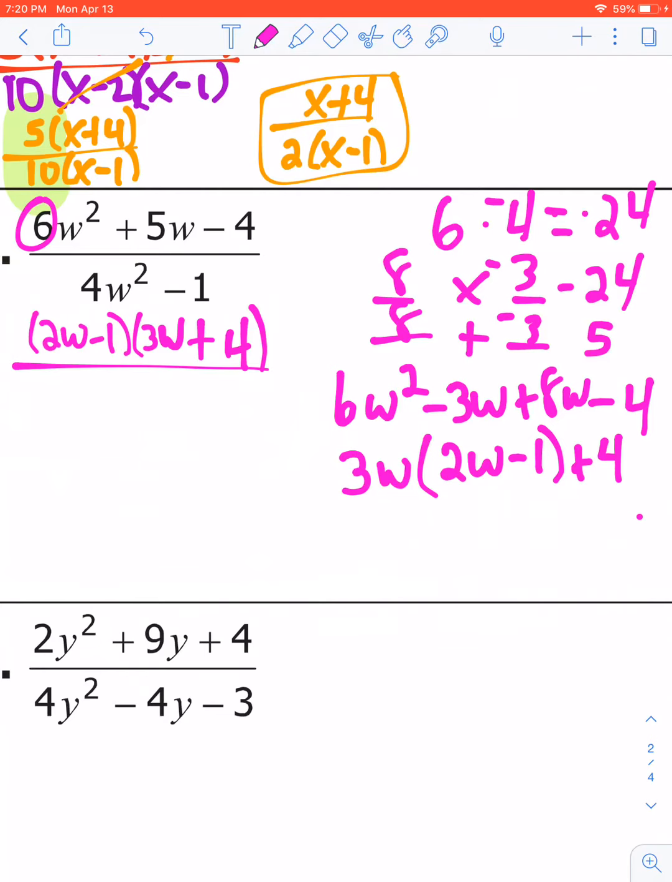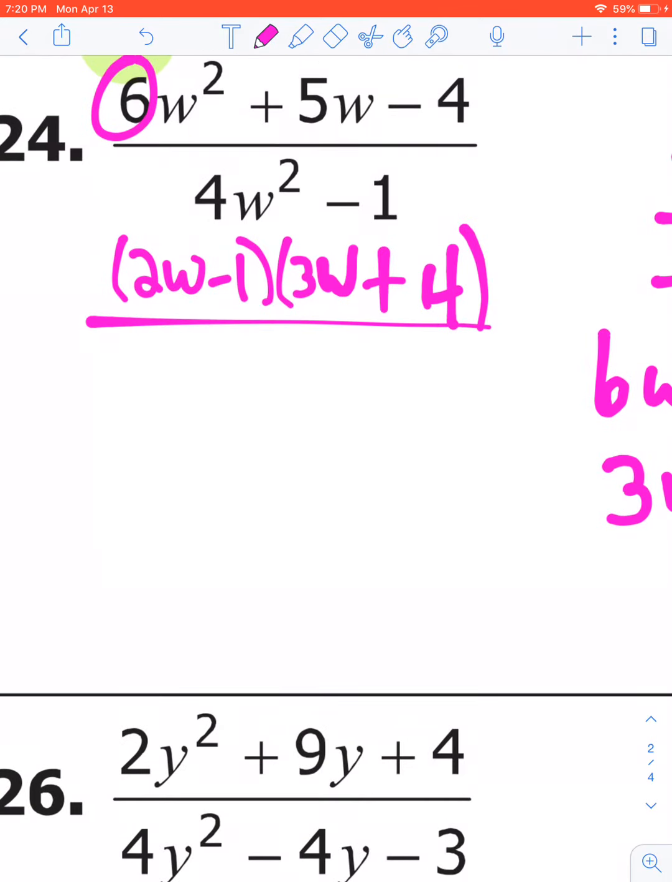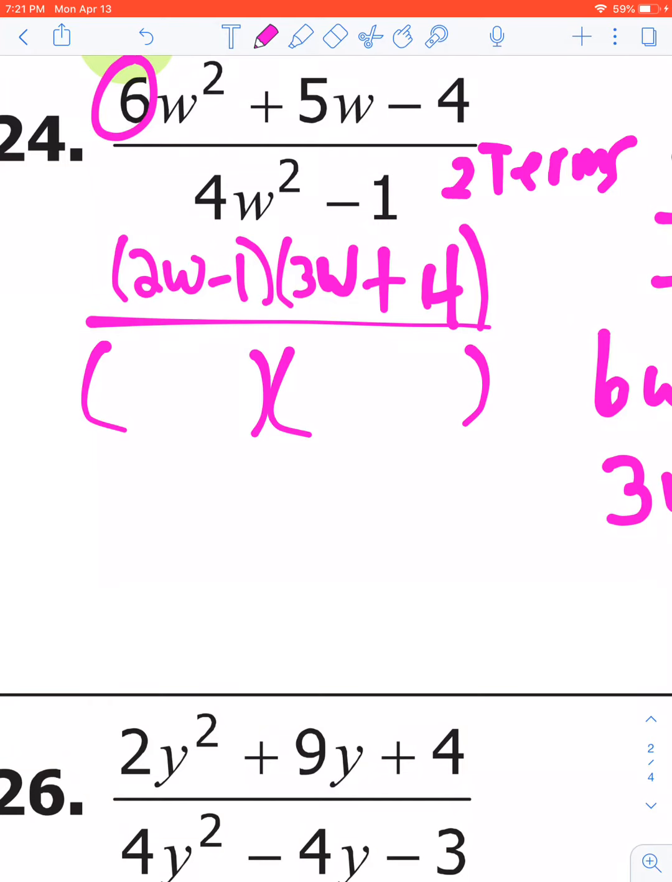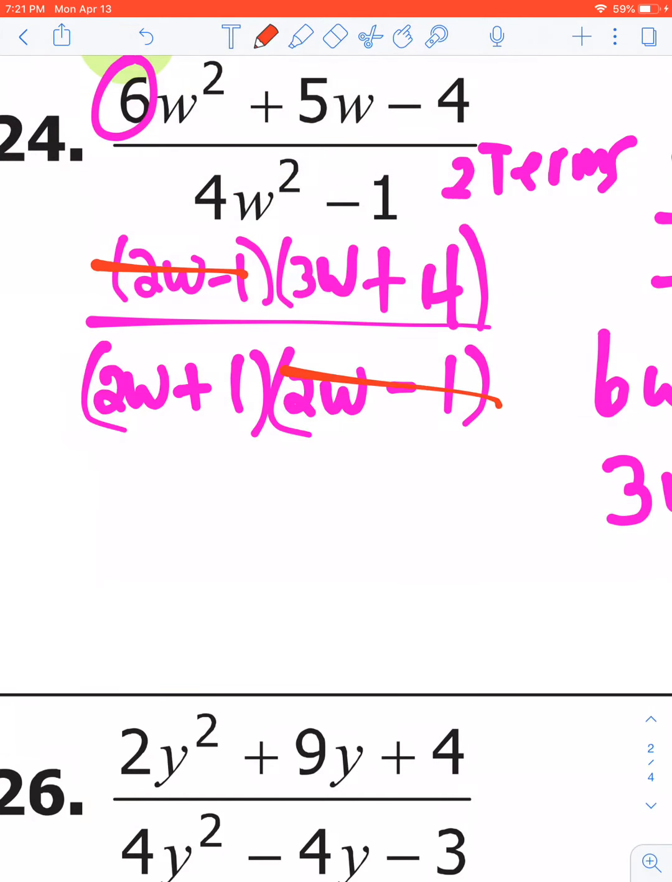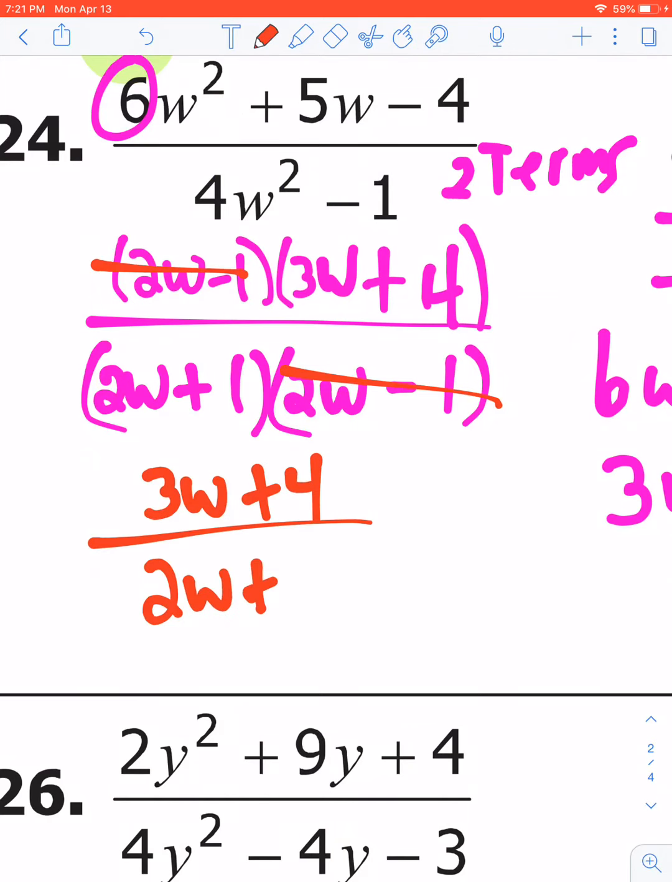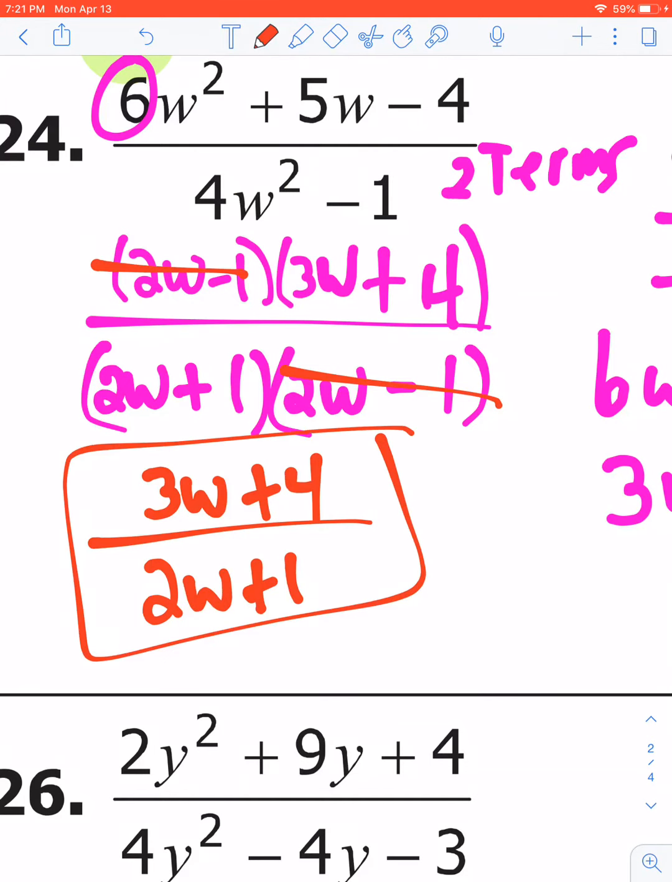All right, so that's the numerator. The denominator is a difference of two squares because it has two terms. The square root of 4w squared is 2w. The square root of 1 is 1. One's plus, one's minus. So for my final answer, the 2w minus 1's cancel, and I'm left with 3w plus 4 over 2w plus 1.